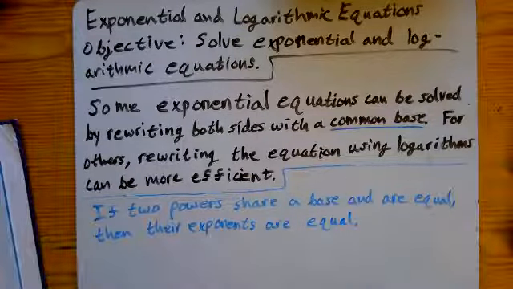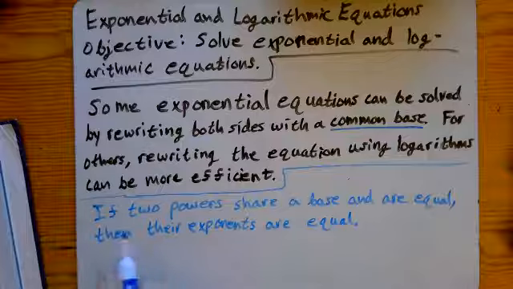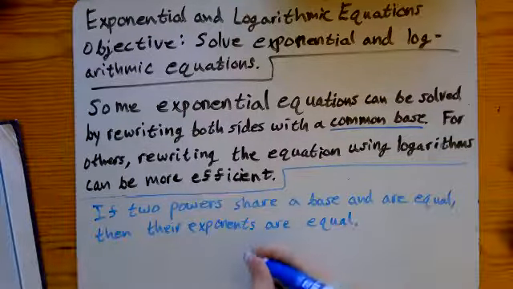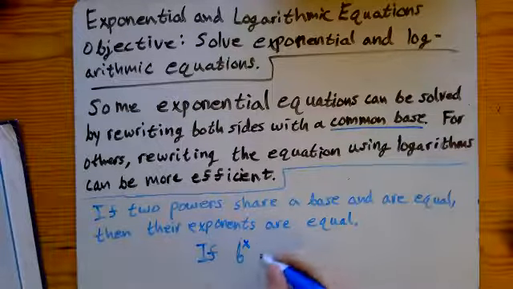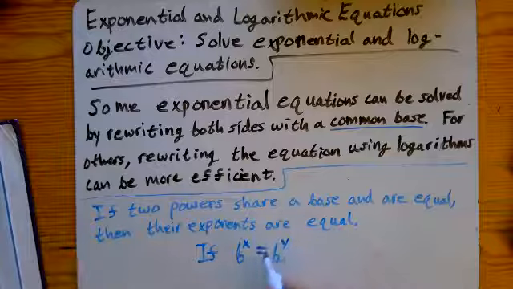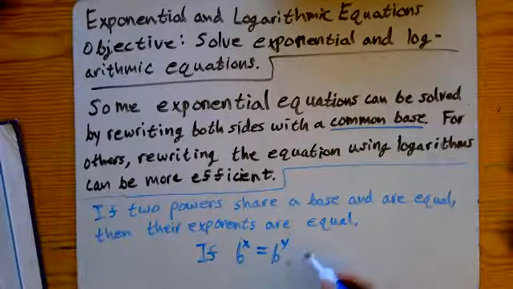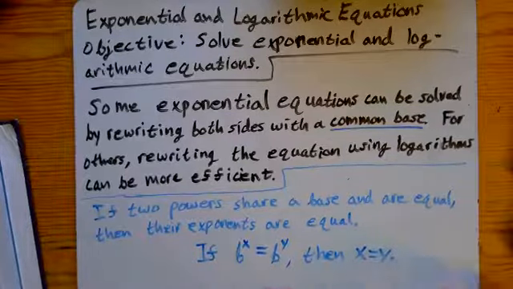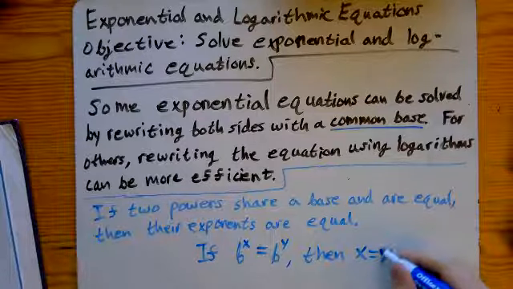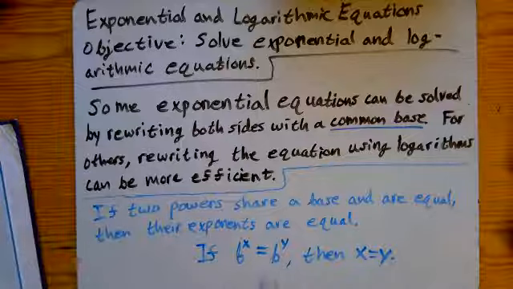This makes sense. I have two powers, they have the same base, and if I know the two powers are equal overall, then that means that if they have the same base, they must have the same exponents. So let's write this out in mathese. Let's say we have two powers and they share a base, say b to the x and b to the y. If b to the x is equal to b to the y, then x and y must also be equal. Then x equals y. Now, this is handy because it gives us a way to essentially cancel out an exponential as long as both sides are a power.